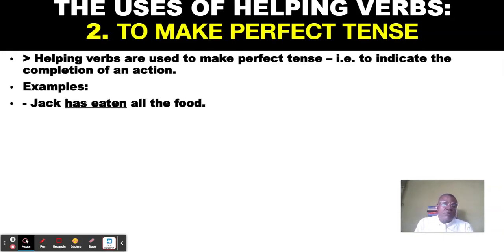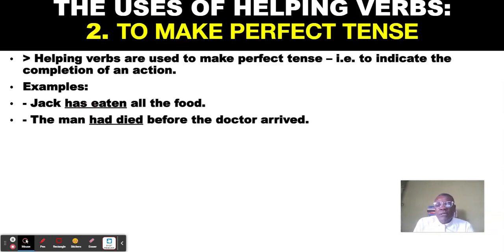Jack has eaten all the food. The helping verb is has, and it combines with the past participle of eat, which is eaten, as a main verb, and together this verb phrase helps us to convey the perfect tense, to show that the action of eating the food has been completed. Jack has done it. There's none remaining. Jack has eaten all the food. It's completed.